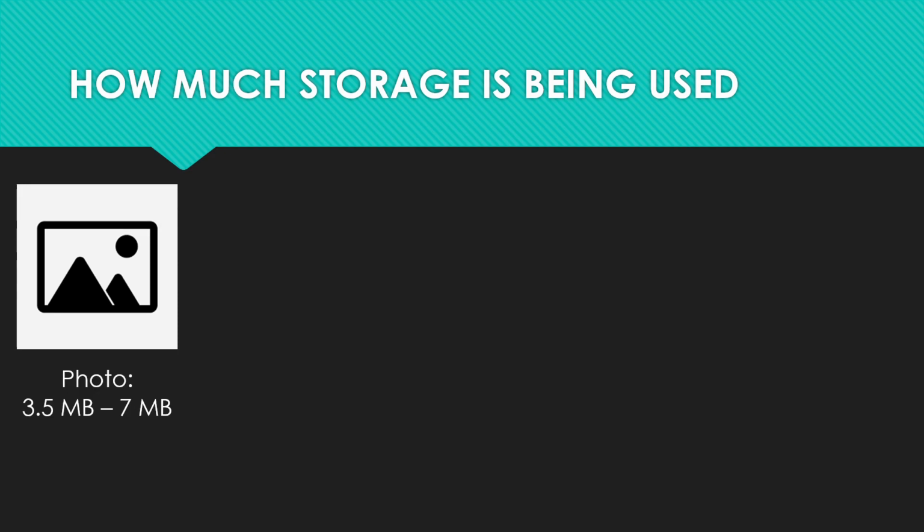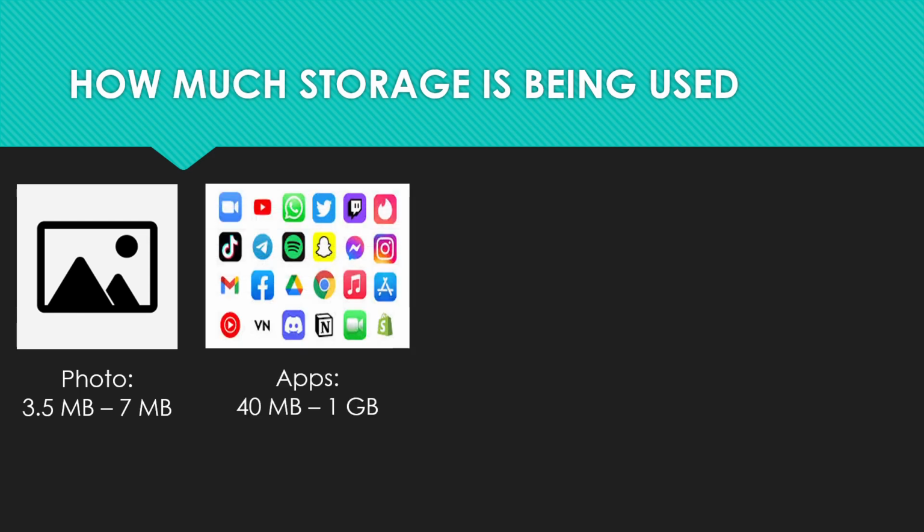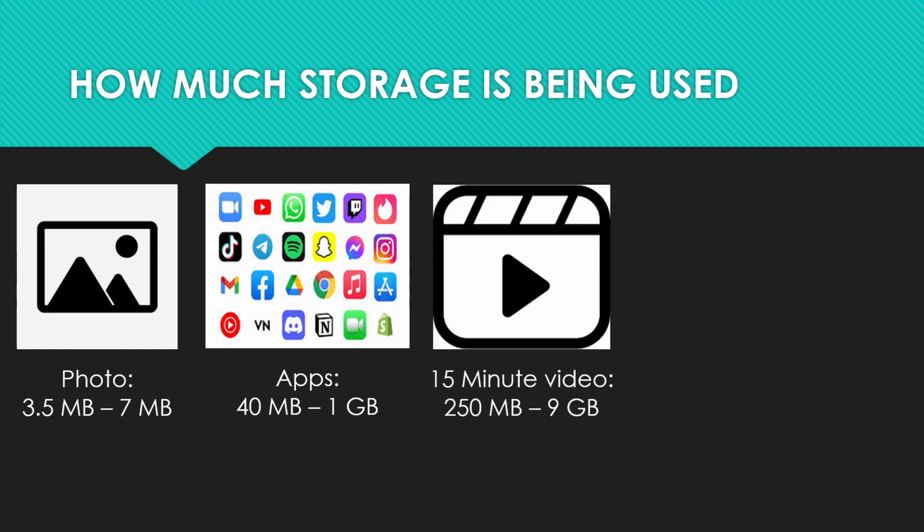So why is this helpful to know? We need to understand how much storage each of these things, or actions, takes up. For a basic photo, you're looking at 3.5 to 7 megabytes. For an app, you're looking at 40 megabytes to a gigabyte. And for a 15-minute video of, we'll say, mediocre quality, nothing too high definition, it starts at around 250 megabytes.